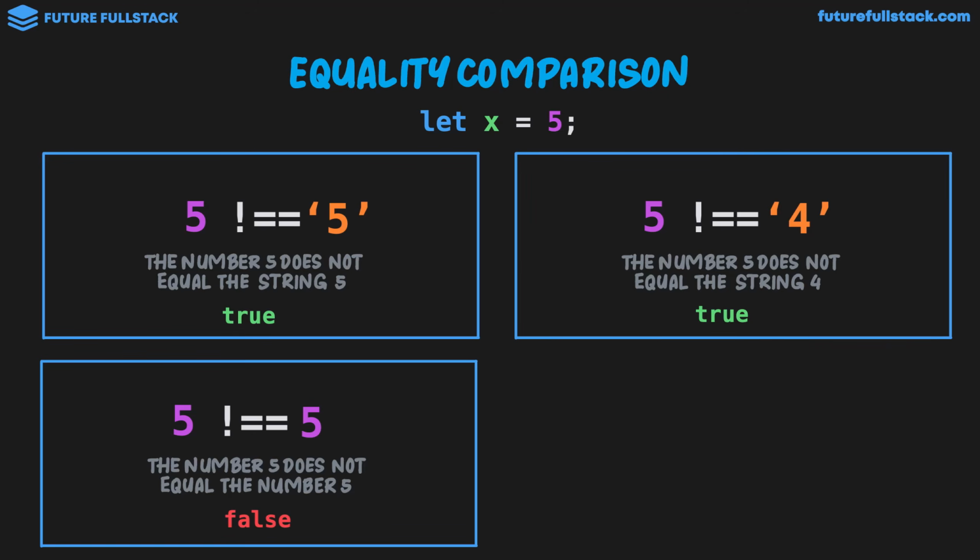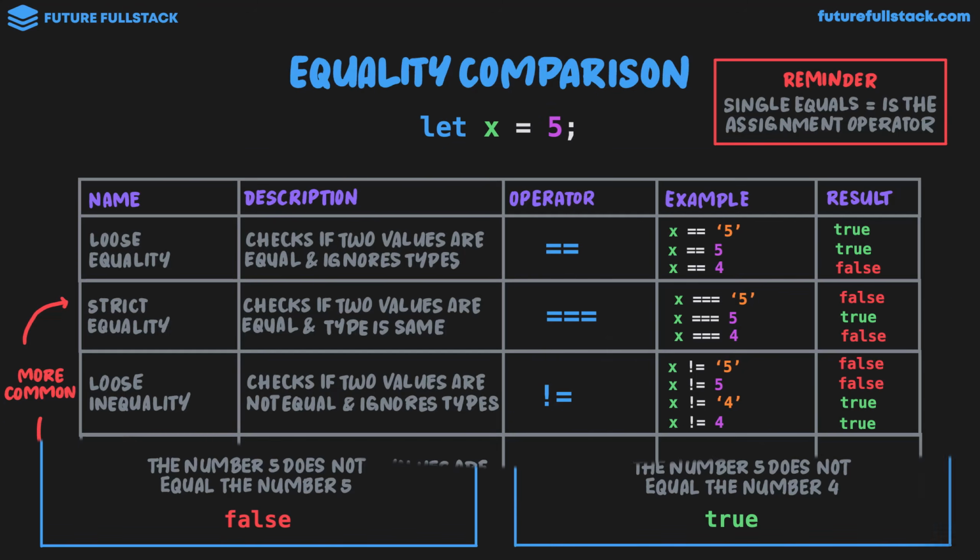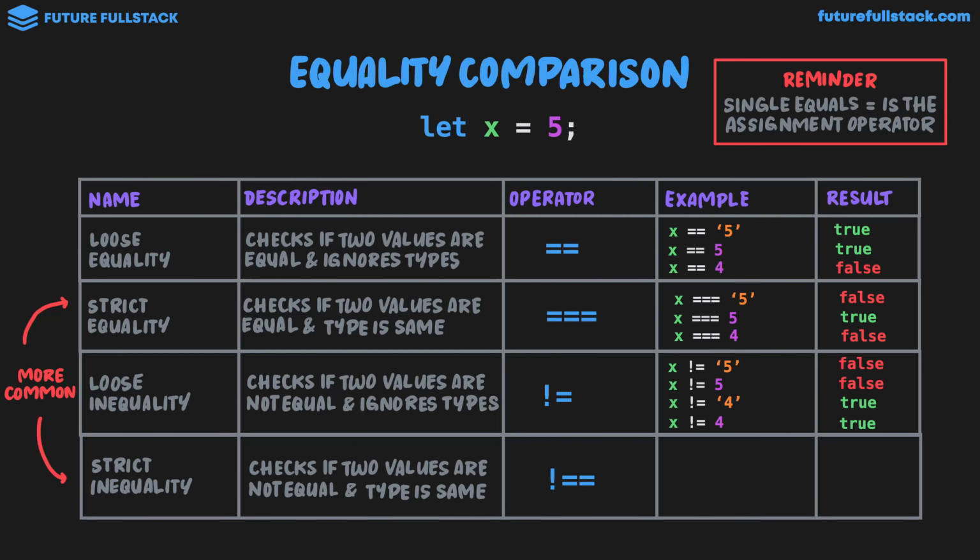For the last example, we'll look at x strictly not equal to the number 4. This is saying the number 5 does not equal the number 4. Well, this is true. The number 5 doesn't equal 4. So back to our table, I'm just going to pop in the example and results we just saw.